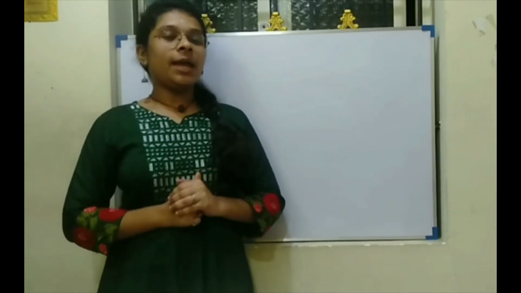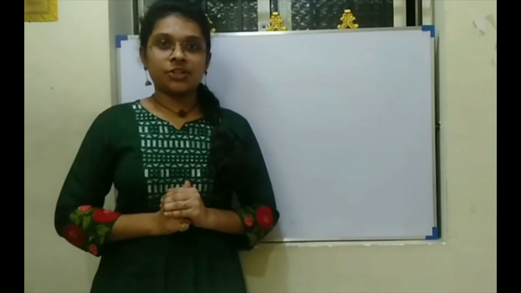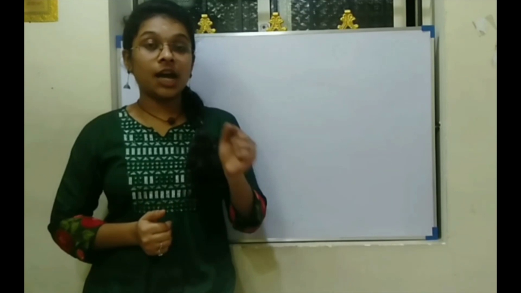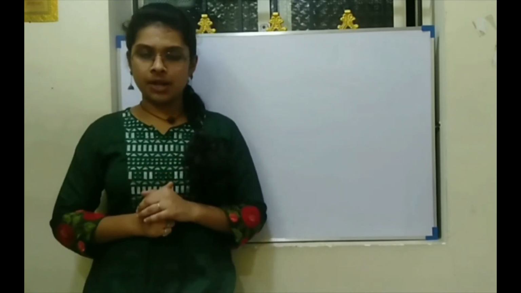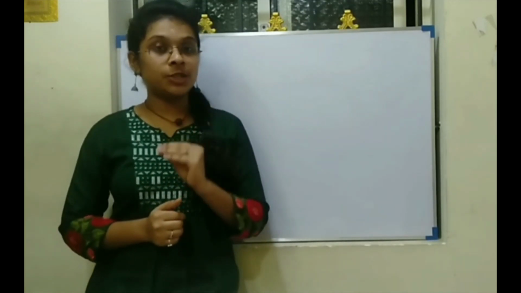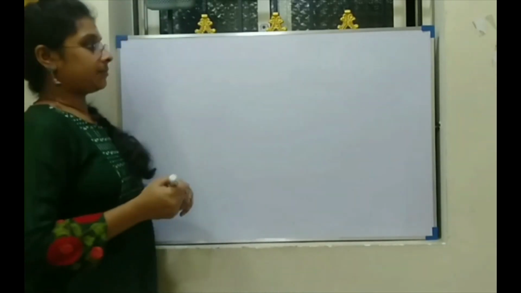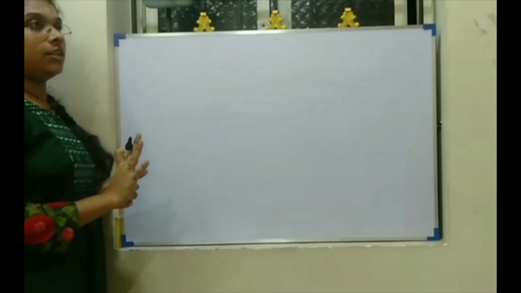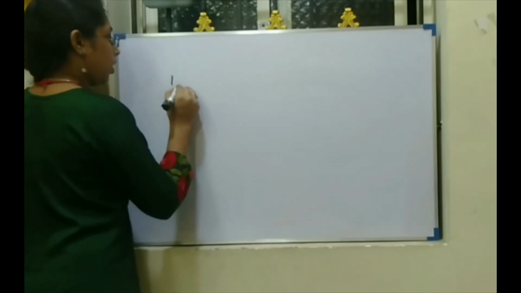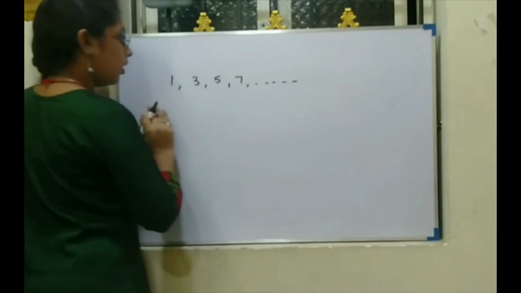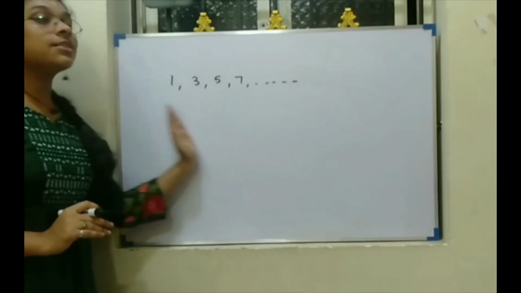Today I am going to teach arithmetic progression. What is arithmetic progression? Arithmetic progression, or arithmetic sequence, is a sequence of numbers such that the difference between the consecutive terms is constant. For instance, if there is a list of numbers 1, 3, 5, 7 and it goes on like this. This is a sequence of numbers, or a list of numbers.